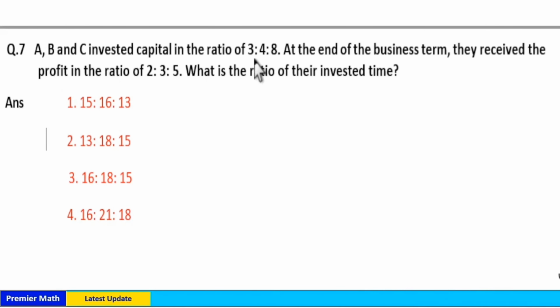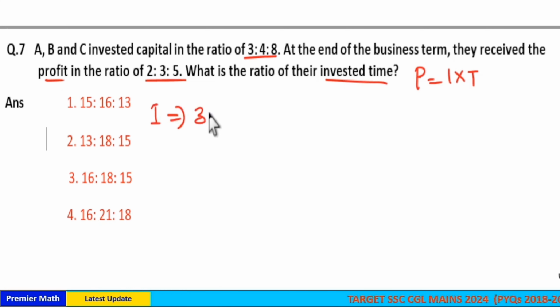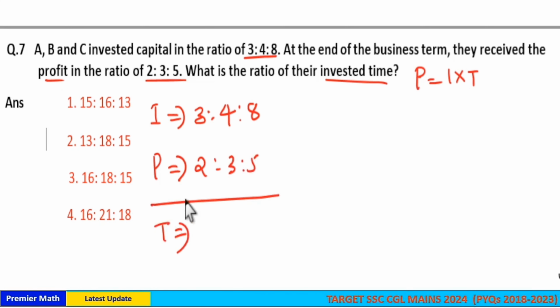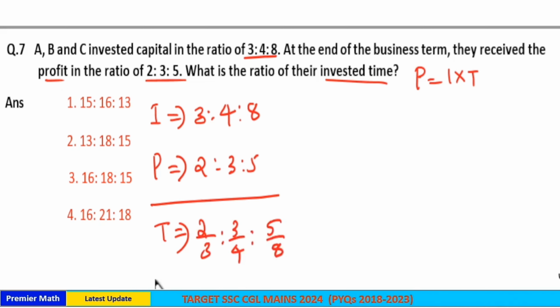A, B and C invested capital in the ratio 3:4:8. At the end of the business term, they received profit in the ratio 2:3:5. What is the ratio of their invested time? We already know profit is equal to investment into time. Here the investment ratio is 3:4:8 and the profit ratio is 2:3:5. Then from this, time ratio is equal to profit by investment. Profit by investment means 2/3:3/4:5/8 is the time ratio.